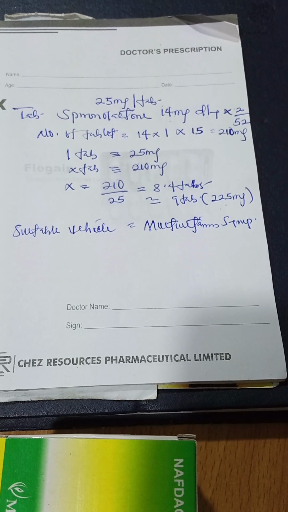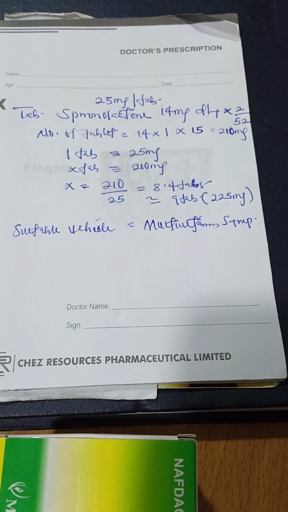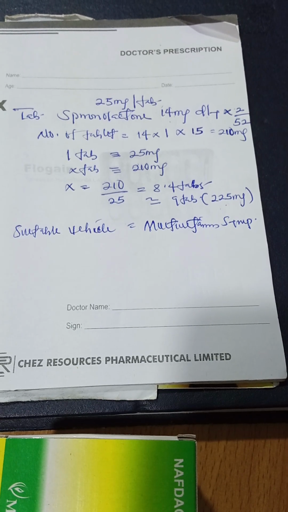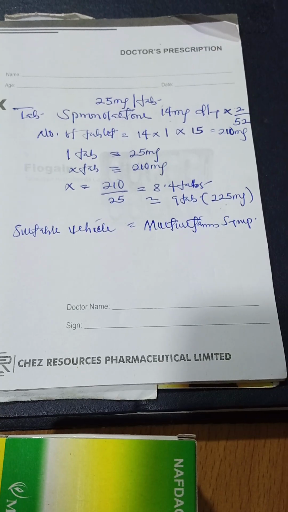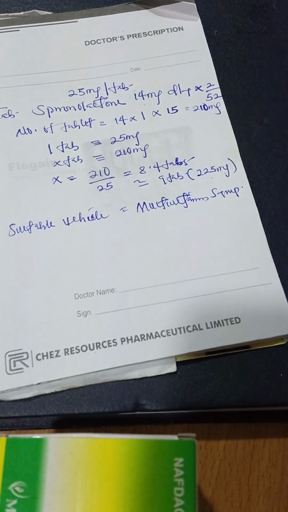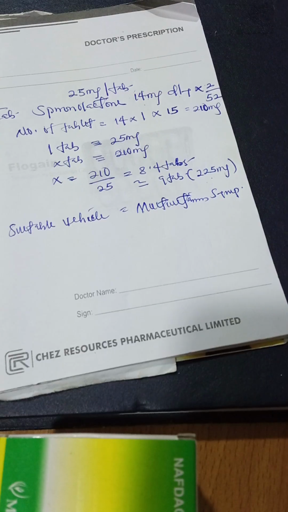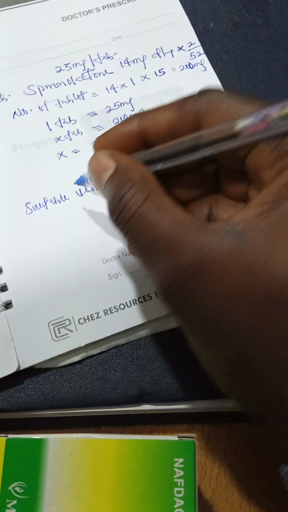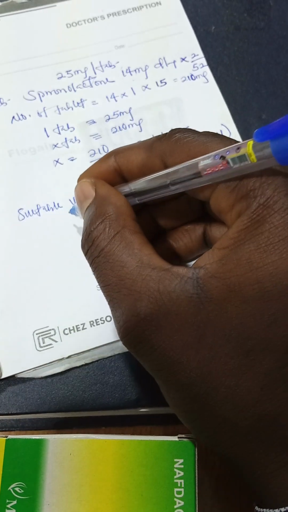Are you getting it? Now at this point we need to carry out a calculation so that we know the accurate volume of multivitamin syrup that is needed to incorporate these 9 tablets. Now you can decide to use, for example, 5 mL, or you can use 2.5 mL.